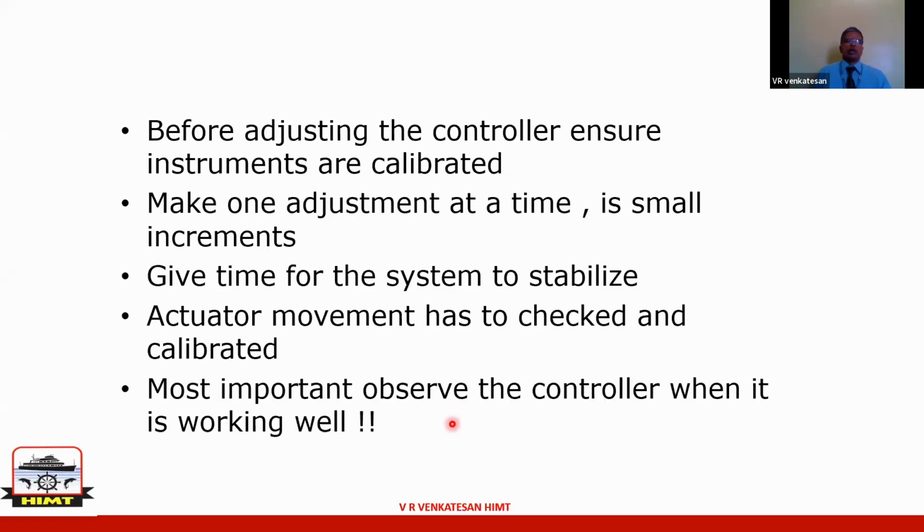And most important is that when the controller is working, don't ignore it. This is a mistake made in a lot of applications, a lot of vessels, that when the automation is working, the engineers are not giving enough attention to this. So when they start giving trouble, you will not know how to correct. So please observe your controllers when they are working well.